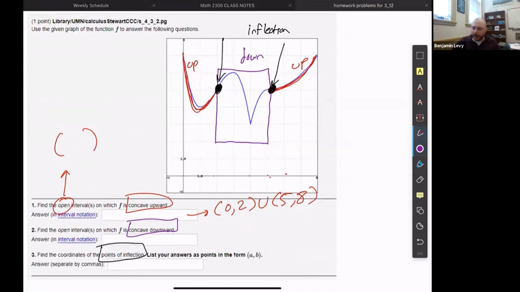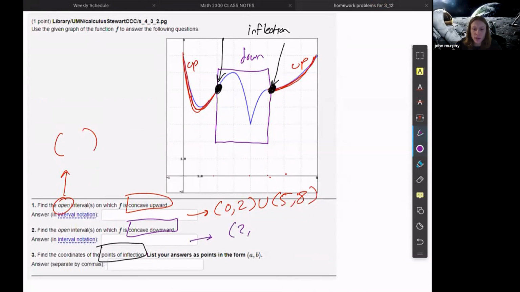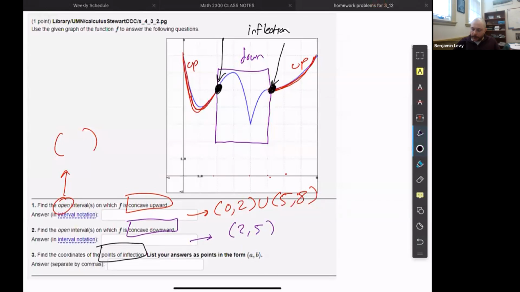Okay. The middle part then is the ones between 2 and 5, right? So it would be just 2 to 5. And then it wants the points listed like this, A comma B. So the 2 inflection points then are 2 comma 1, 2, 3, 4, 5. And what does it want? Separated by commas. So comma 5, 5. I think that's right.